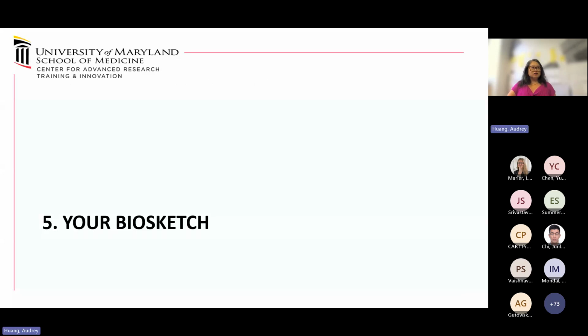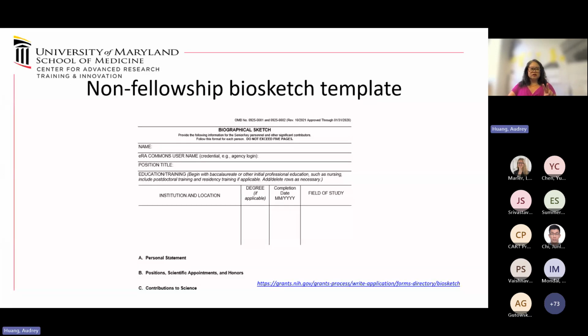Okay, BioSketch. This is about you. So there's two types of BioSketch templates. There's a non-fellowship and a fellowship type. I'm going to talk about the non-fellowship because this is really about you getting out the door, launching your own career. This is the one you're going to need to use for the rest of your life. It will change format.